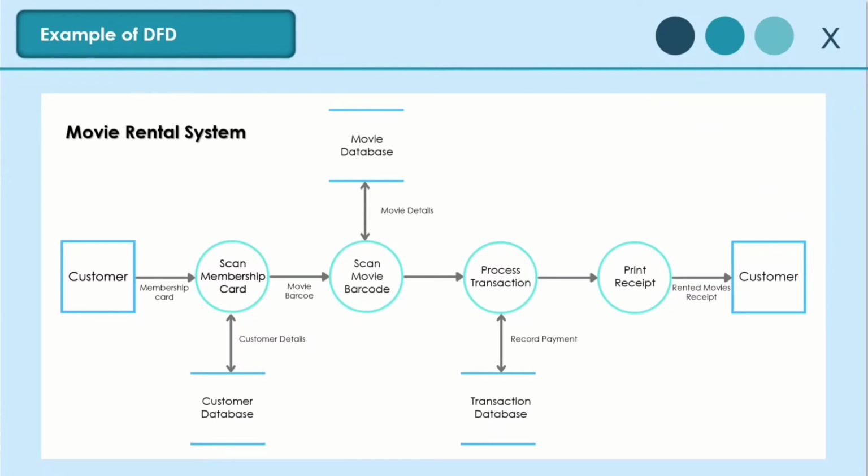You will be scanned against the database based on its barcode and will produce its details based on the movie's cost. And the customer's payment, the transaction will be processed. This will be recorded in transaction database. From there, a receipt will be printed and the customer will get the receipt as well as movies. As we can see, in the data flow diagram, each circle represents all the processes of the system.